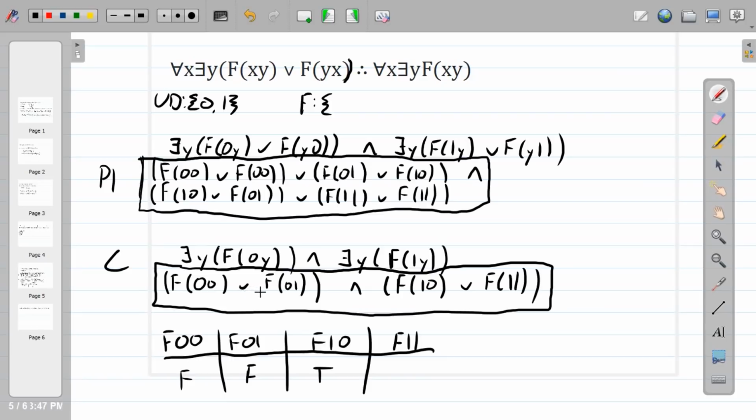And it looks like it doesn't matter what we assign to F11. You can probably pick true or false, and it doesn't matter. Let's just assume false. Assume false, nothing bad happens. Is that right? Yeah. So which part of this is the model?